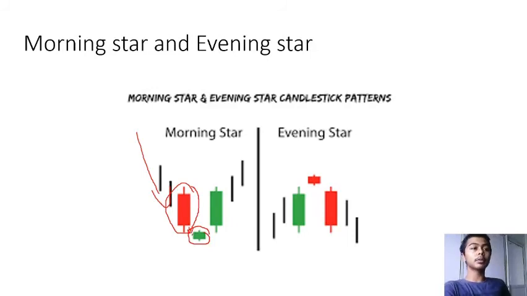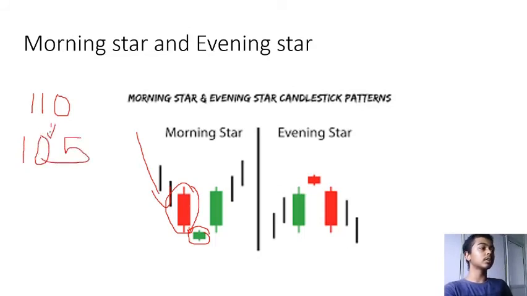So what is a gap down opening? Let's say the market closed at 110, okay, and then the next morning the market opened at 105. So that is a gap down opening. A gap up opening is, let's say the market closed at 105 and opened at 110. That would be a gap up.